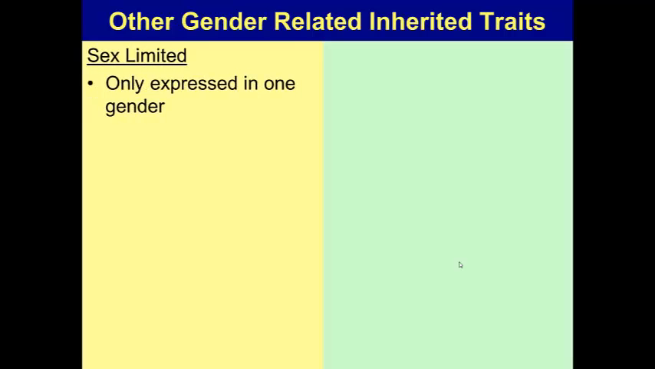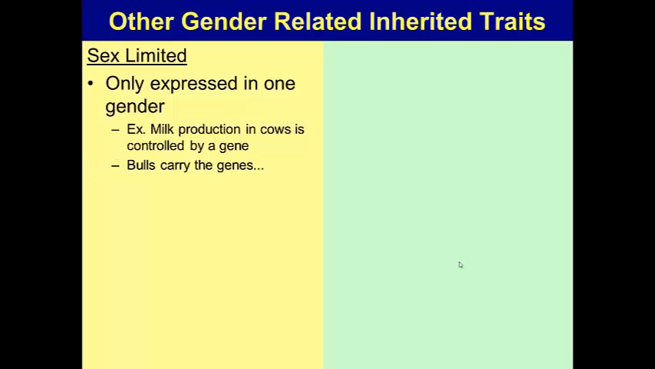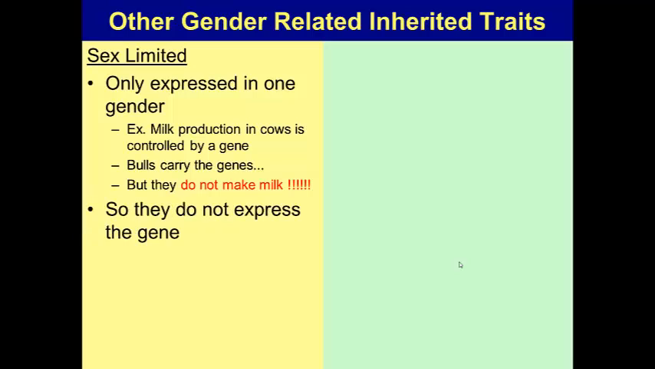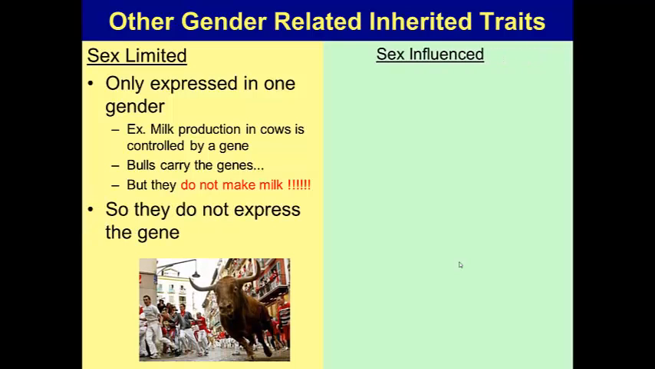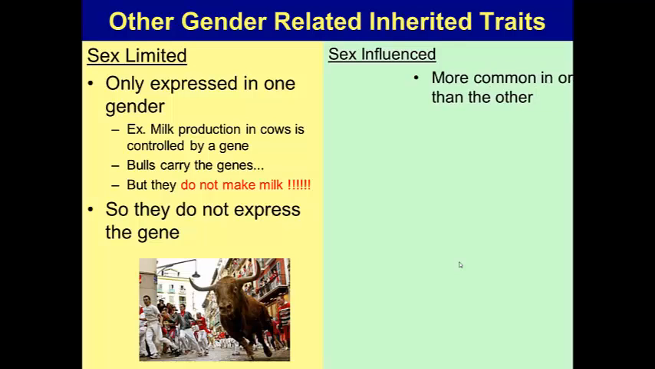Sex-limited traits are only expressed in one gender. For example, milk production in cows is sex-limited to females and it's controlled by a gene. Bulls carry these genes but do not make milk, so they do not express the gene. So here's an example of a bull. So limited means it occurs in one gender and not the other, even though both genders carry the gene.